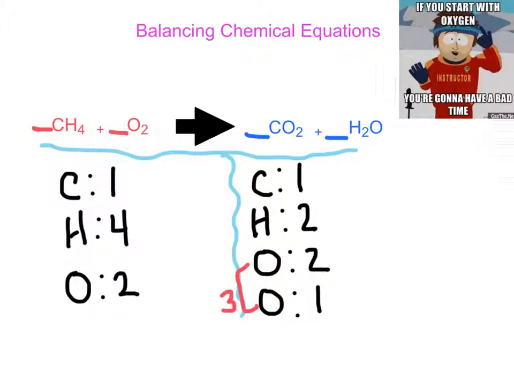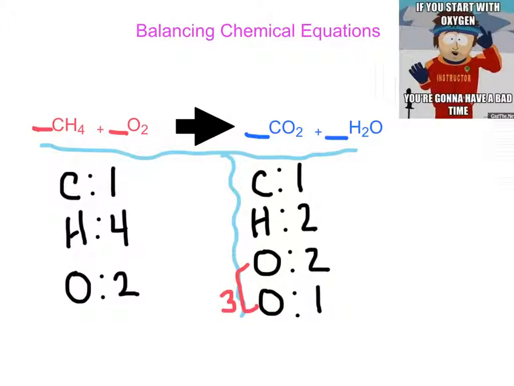Okay, so what I'm going to want to do is make sure that they're balanced on each side. So I see that my C's are balanced, my H's are not, and my O's are not. So I don't want to start with O's. As you see on the side, it says if you start with oxygen, you're going to have a bad time. So we're going to go ahead and start with H's and see how that works for us.